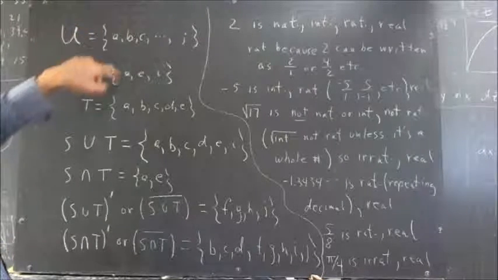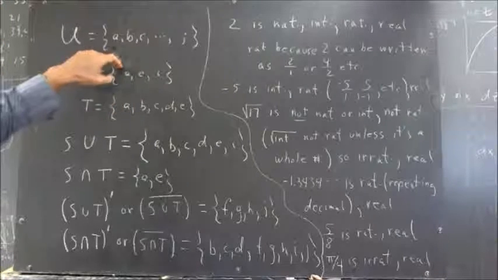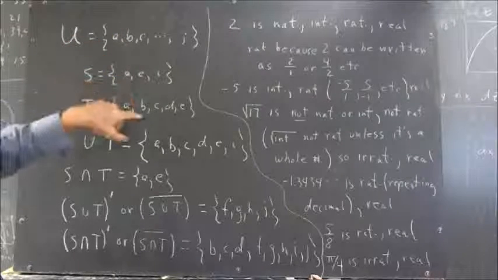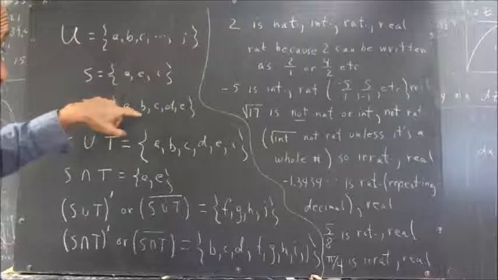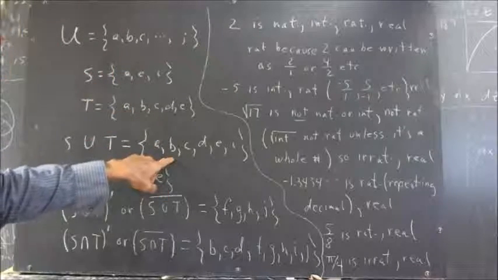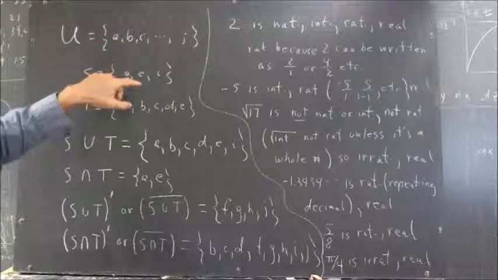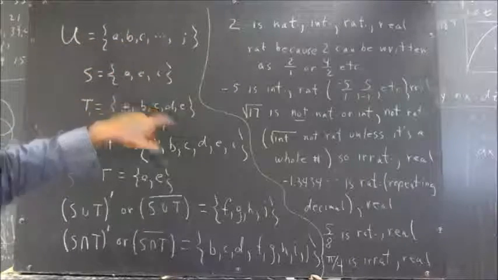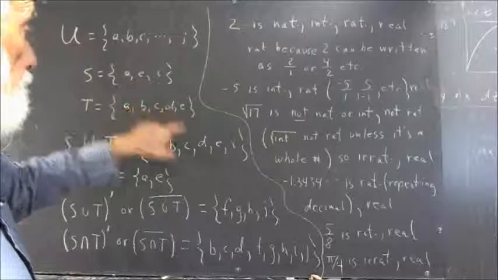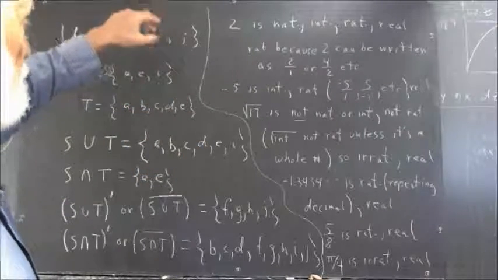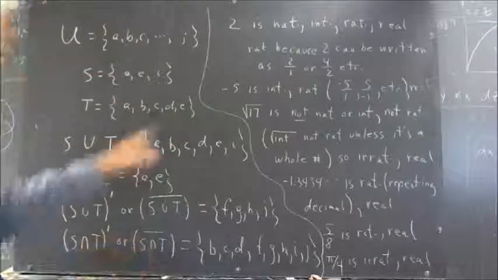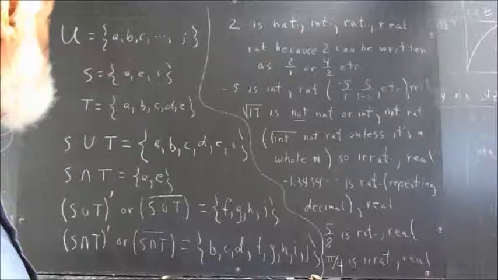A appears in both S and T, so certainly it appears in S or T. So A is in the set. B doesn't appear in set S, but it does appear in set T. So it appears in set S or set T. Therefore it goes here. C doesn't appear in S, but it does appear in T, so it's included. D doesn't occur in S, does occur in T, so it's included. E does occur in S, so it's included automatically. It also occurs in T, but that doesn't make any difference.